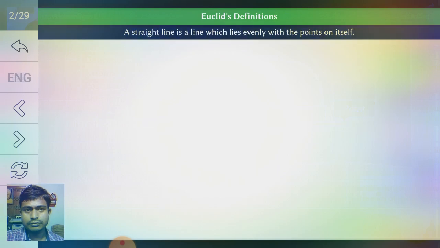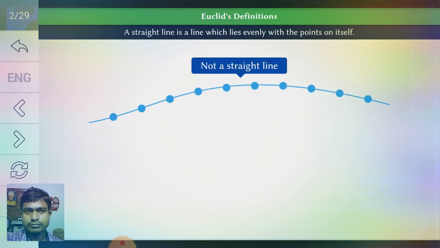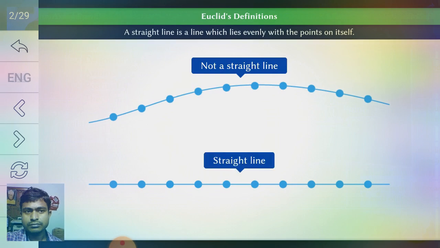A straight line is a line which lies evenly with the points on itself. Look at this image. This line does not lie evenly with points on itself, so this is not a straight line. Now, look at this line. It lies evenly with points on itself, so it is a straight line.